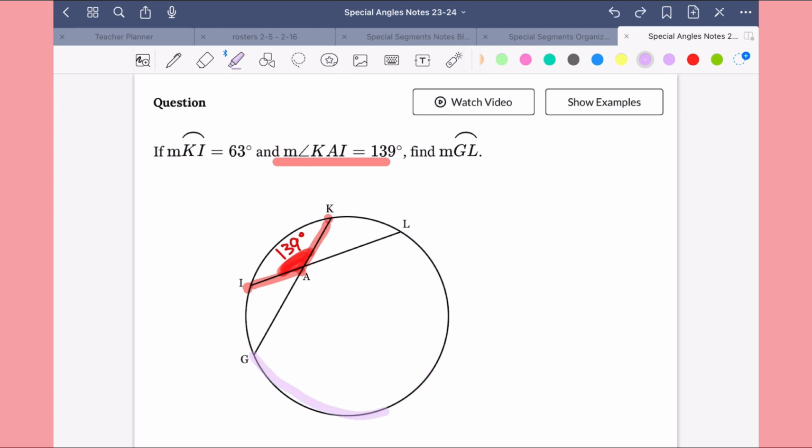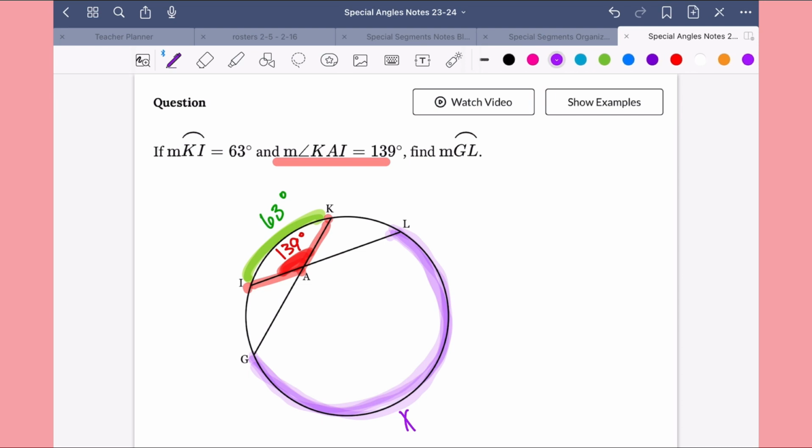That didn't work. Sorry. GL. Please excuse the horrible highlighting. And KI is here. That's the small arc. So I know what KI is. It's 63. But I don't know what the big arc is. So if I don't know what it is, what letter do we use? What variable? X.